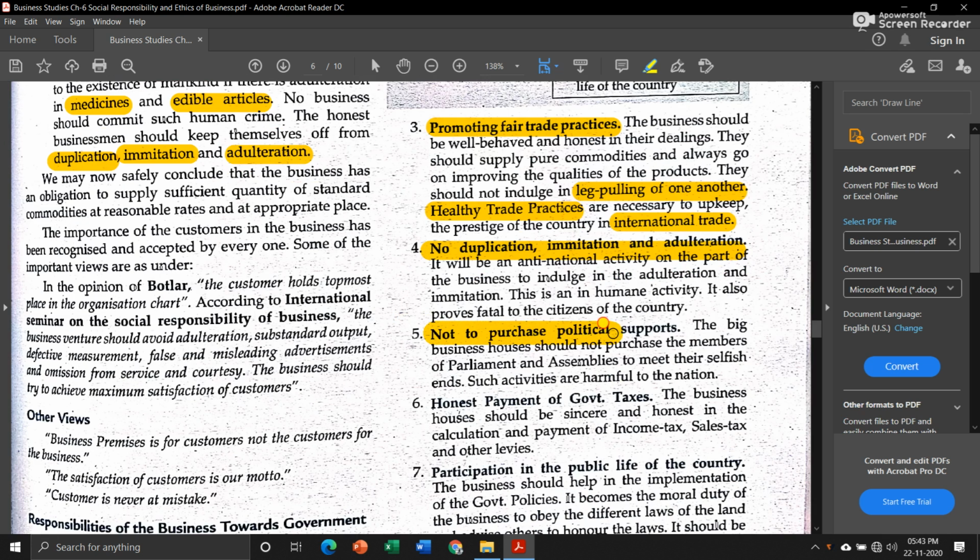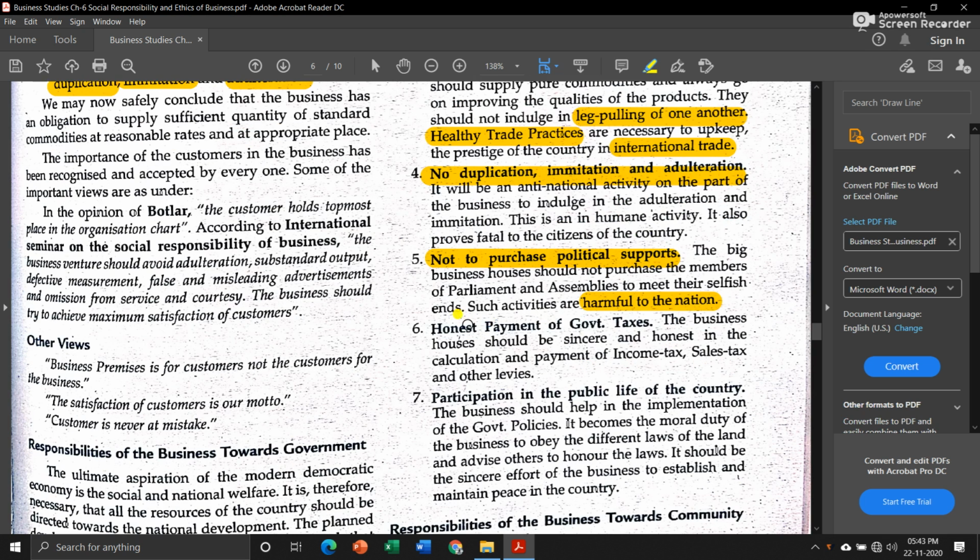Then next is not to purchase political support. In order to gain favor from any political party, they should not try to bribe political parties just to gain an advantage against their competitors. The big business houses should not purchase the members of parliament and assemblies to meet their selfish ends. Such activities are harmful to the nation. The next is honest payment of government taxes. Every individual or every business enterprise pays tax to the government, so they should try to be honest with the government while paying those taxes.